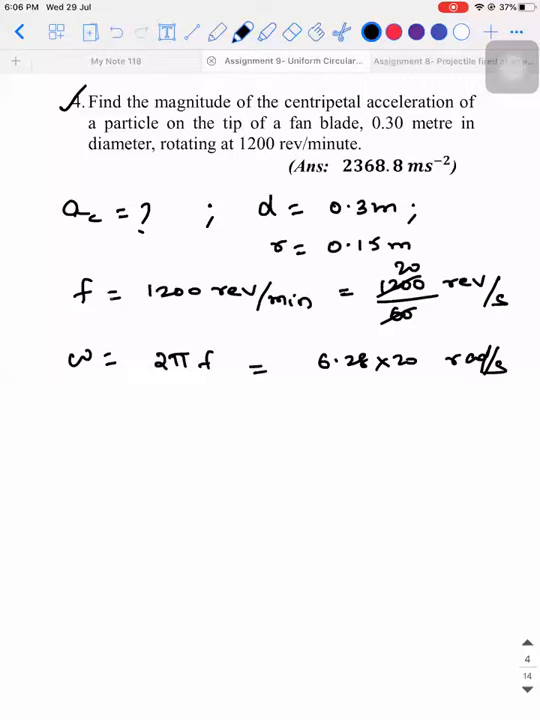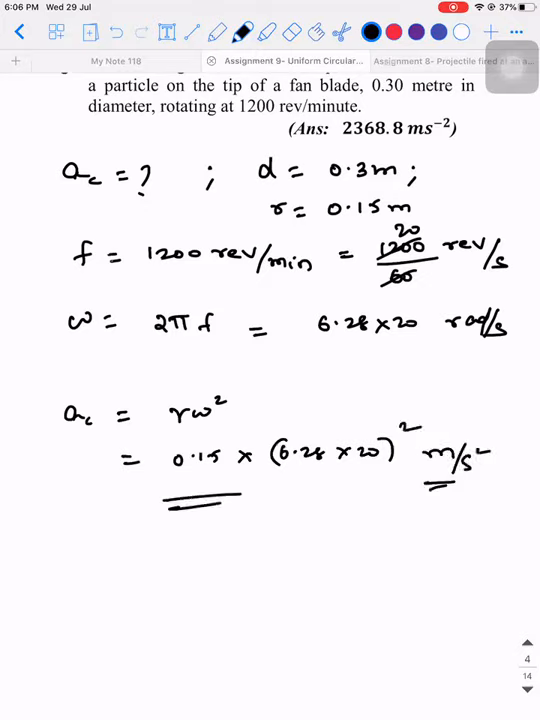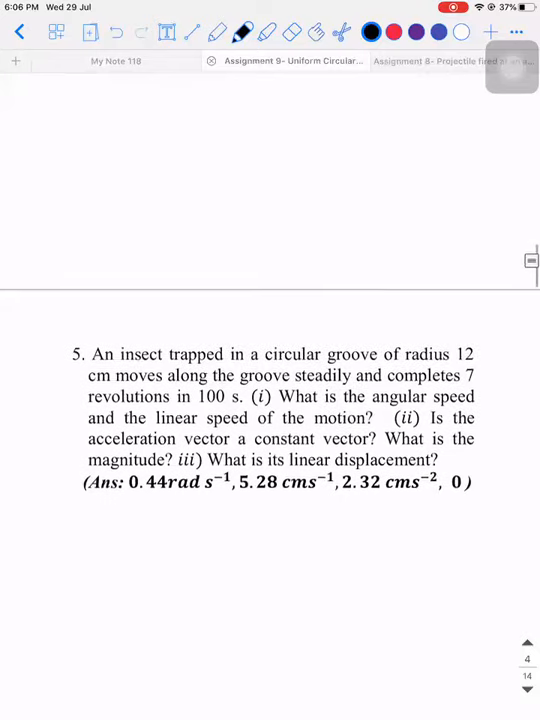Correct? So what are they asking? Centripetal acceleration is equal to r into omega square. R is given as 0.15, into omega square, which is 6.28 into 20 the whole square. Those many meter per second square will give you the answer. So that should come out close to 2368.8 meter per second square.